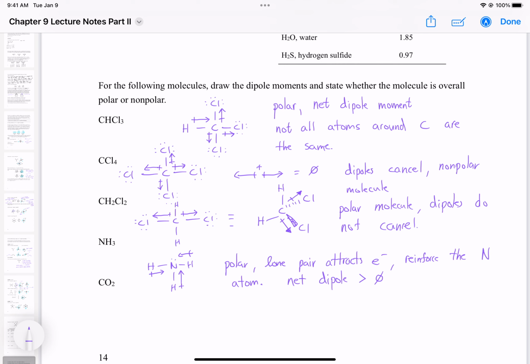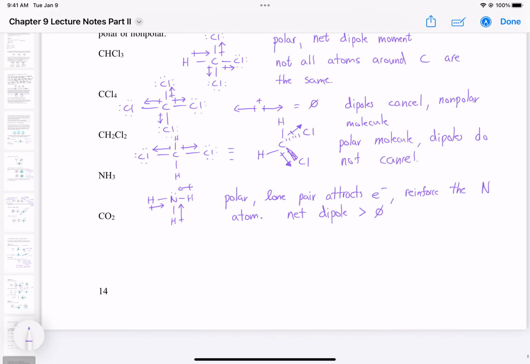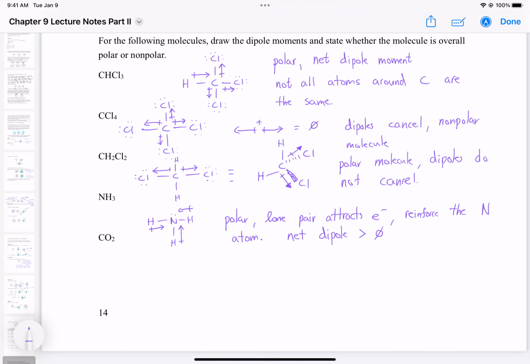So this one has CO2, but we can do both. Let's do both CO2 and CO. Okay. So CO2, we know the Lewis structure looks like this. It's two double bonds, two oxygens. And now we see that the dipole is going to point towards the oxygen because it's more electronegative. But now we have two equal dipoles, right? So this is nonpolar for CO2.